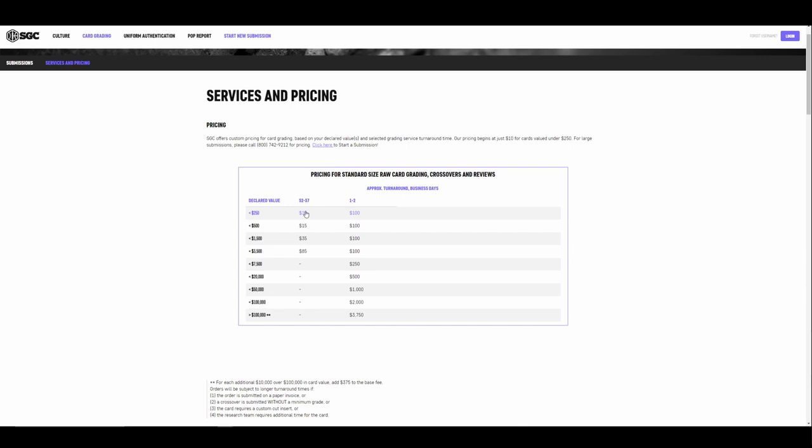I'm in multiple Facebook groups that do BGS submissions, and every day is people complaining about BGS turnaround times. BGS is a pure disaster right now. Or option C, we could go with SGC at the $10 level and get it back in, let's live in their fairy tale land, 52 to 57 business days. So slightly longer than PSA, but we save $20 on the card. Cool. All right, let's go to problem number two.